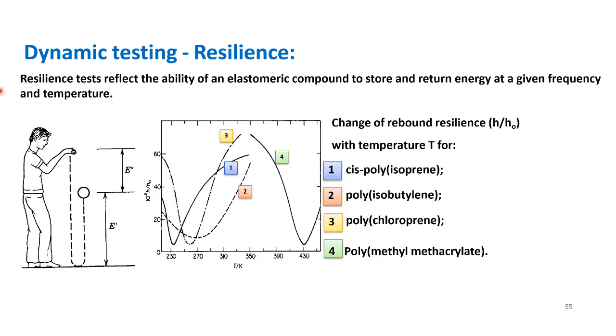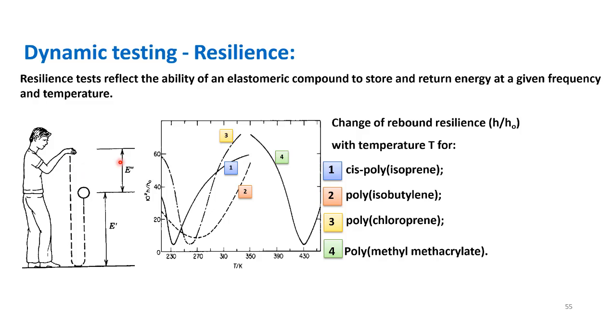This can be imagined as we are throwing a ball from a certain height, and then it is coming back to a certain height, and some of the energy is lost. So this is the loss modulus and this is the elastic modulus, and different materials will have different resilience, meaning the ability of the compound to restore and return the energy at a given frequency and temperature.